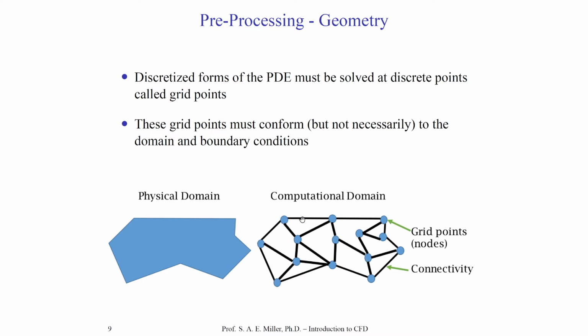And here you can see I have labeled what we call grid points or nodes, depending on your community, as little blue dots. I have labeled the lines as connectivity. So connectivity is how all the grid points or nodes are connected in space. Now, look at the comparison between the physical domain and computational domain.